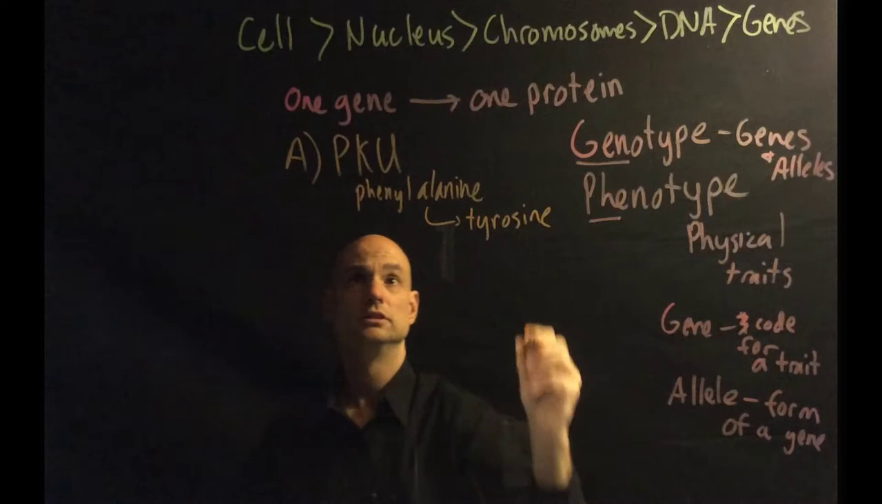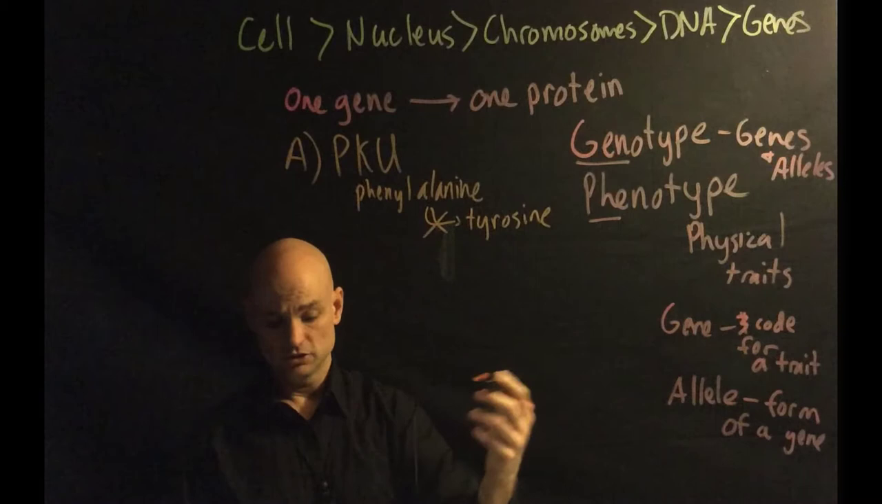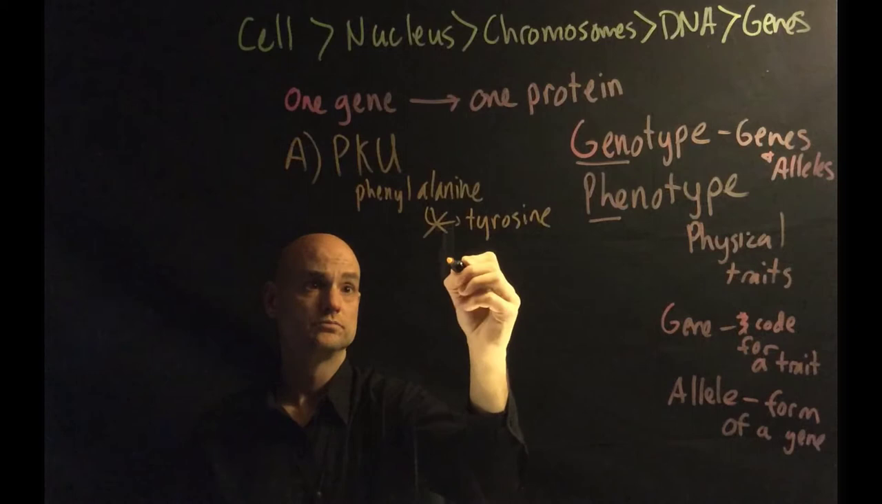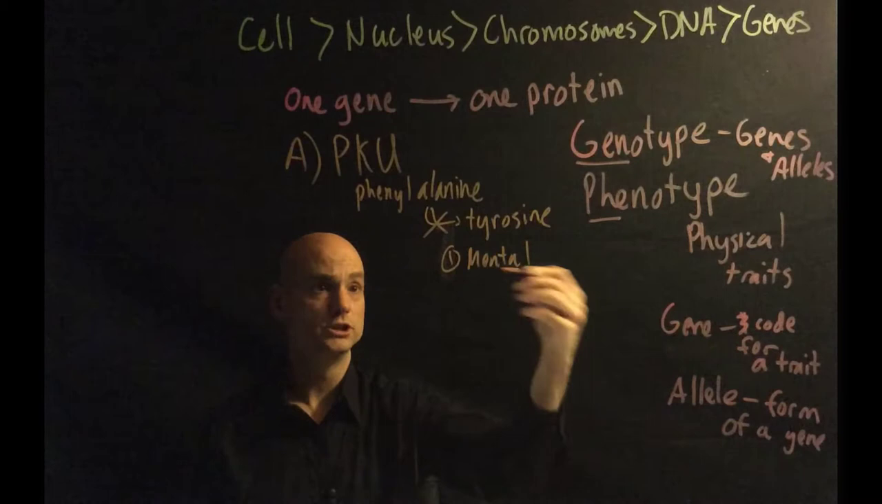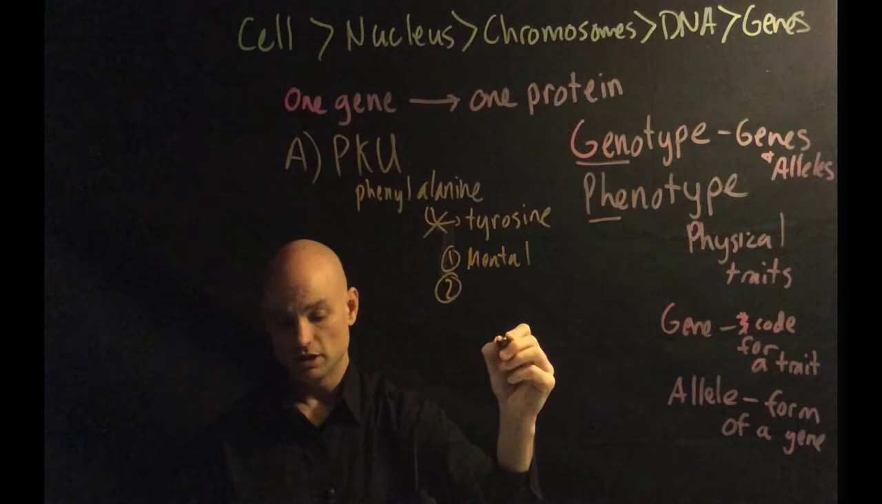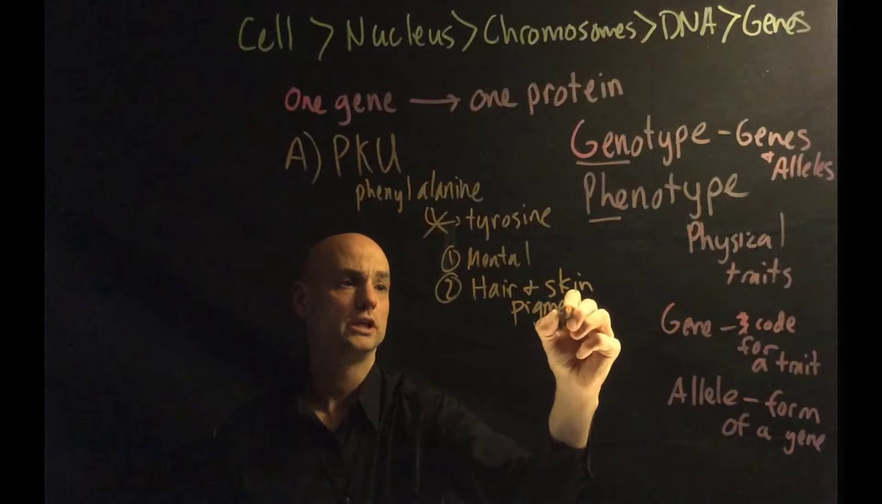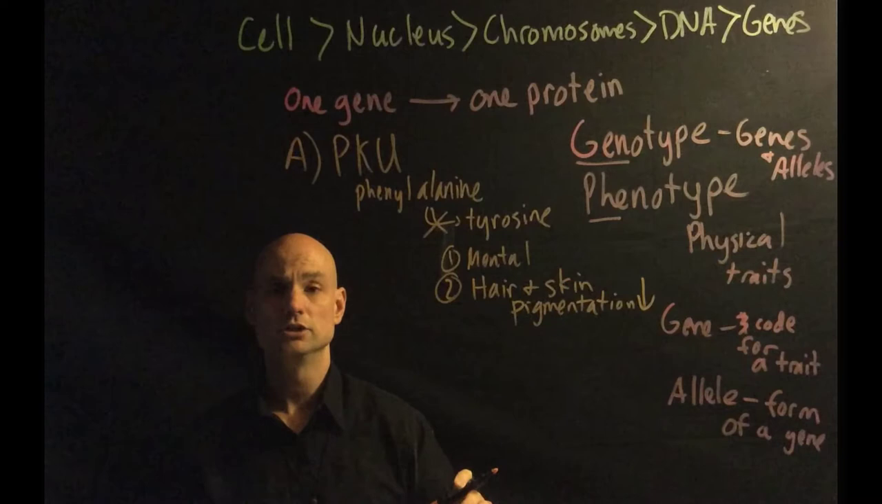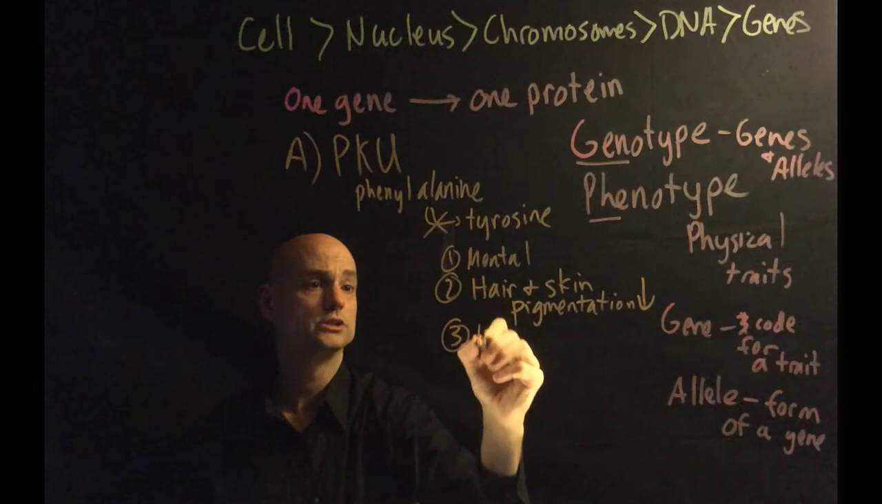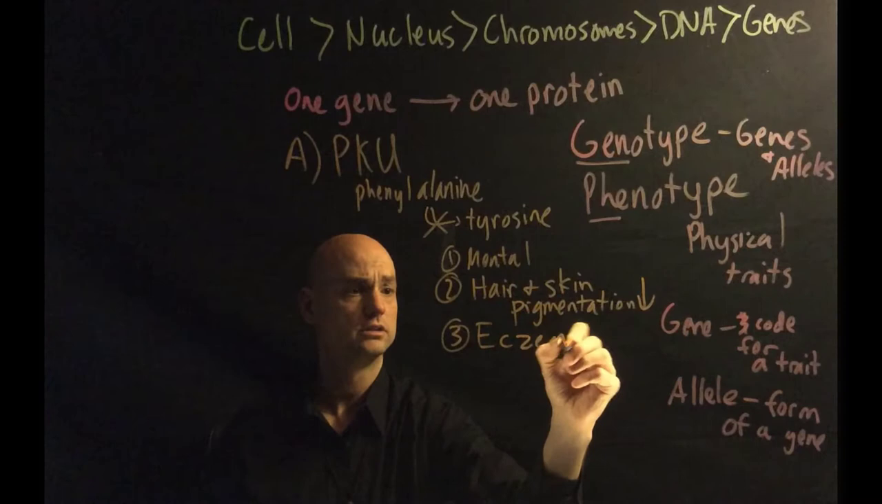Now, because of that, there's all sorts of other things that come along with it. And unfortunately, there's things like mental retardation, mental issues. You could also have some pigmentation issues coming from the hair and skin pigmentation, how dark it is. It's usually decreased pigmentation in those kind of things. And then also we have issues with eczema. I think this is the spelling here. That looks right. Okay, eczema, which is a sort of skin disorder.